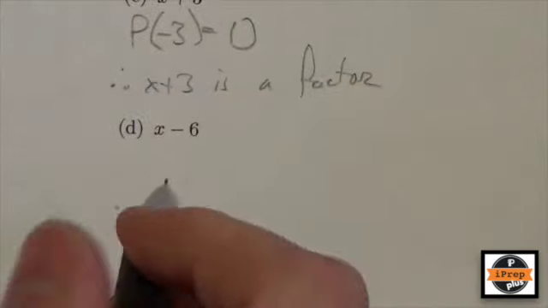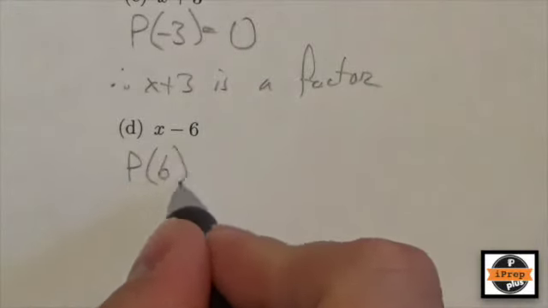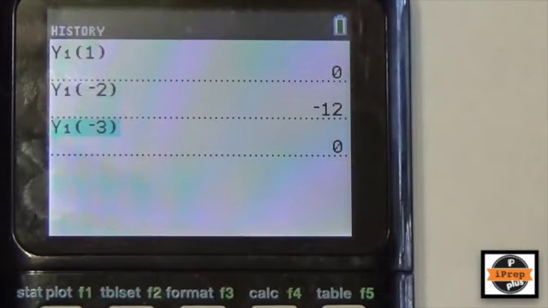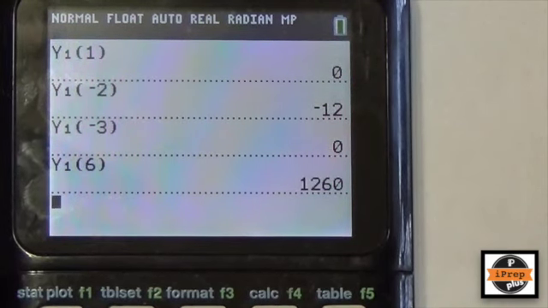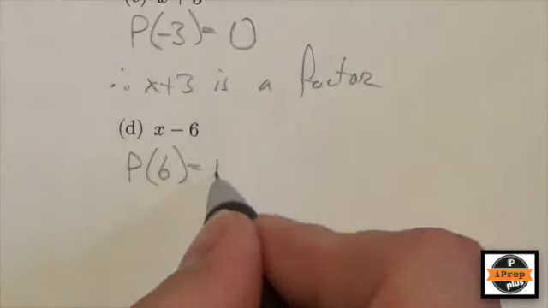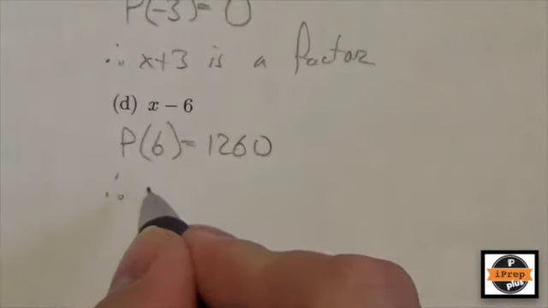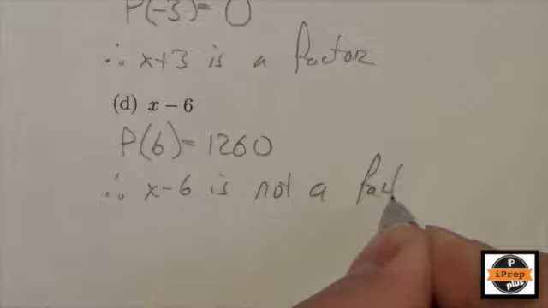And then finally, x minus 6. It should be clear now that I would evaluate this at positive 6. So I come up, grab that function, enter in a 6, and I get 1,260. That's a huge value. So we know that x minus 6 is not a factor.